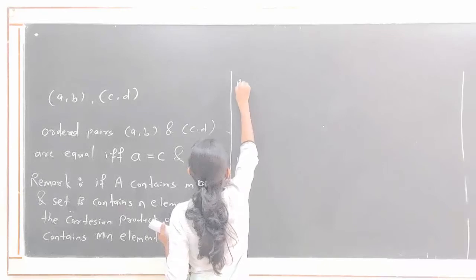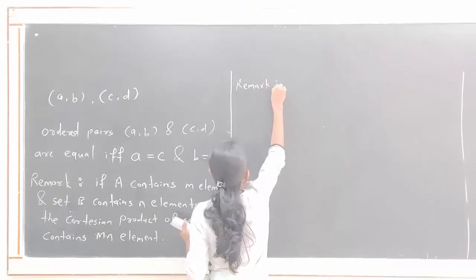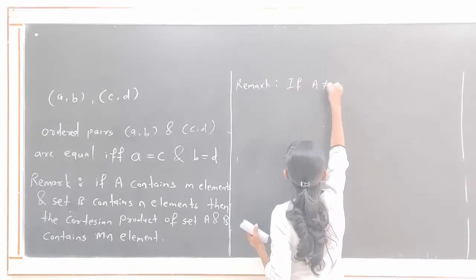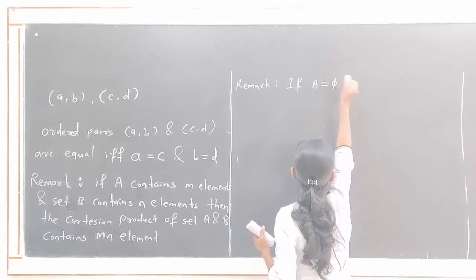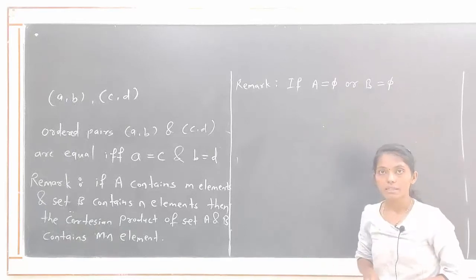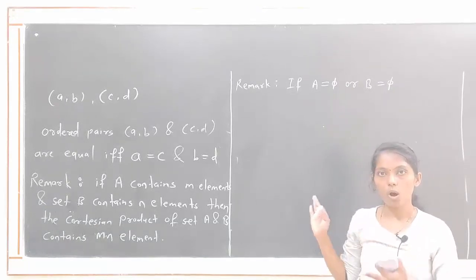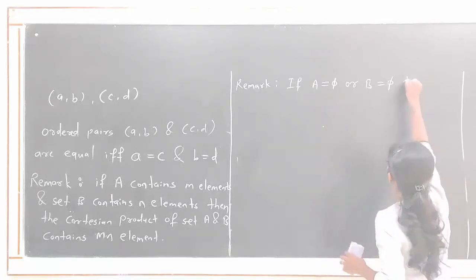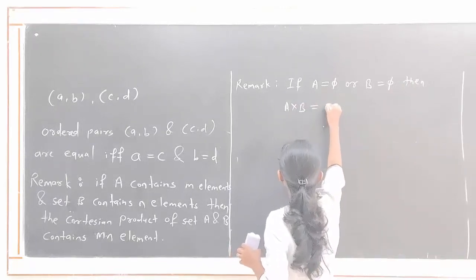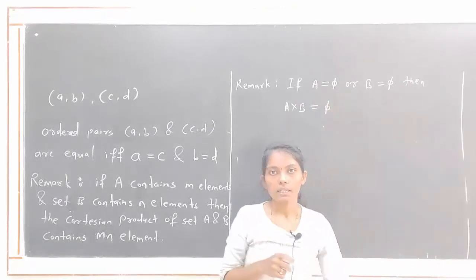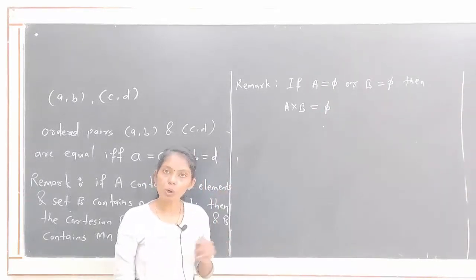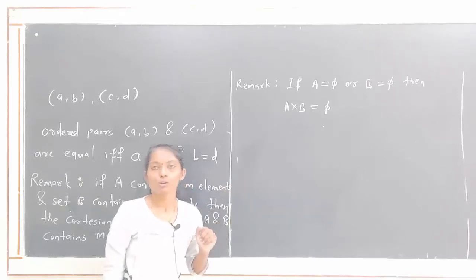Next remark. If A is empty or B is empty, right? If we consider either set A is empty or set B is empty, then their Cartesian product A cross B is also empty, right? If A is phi or B is phi, then A cross B is also phi. So this is second remark. So all of you get it.